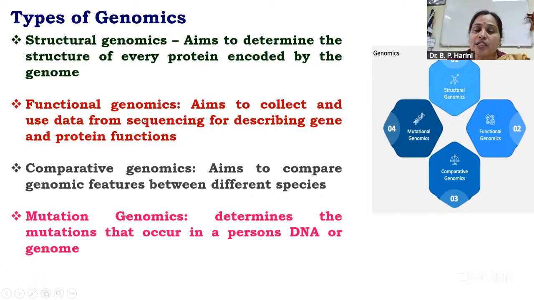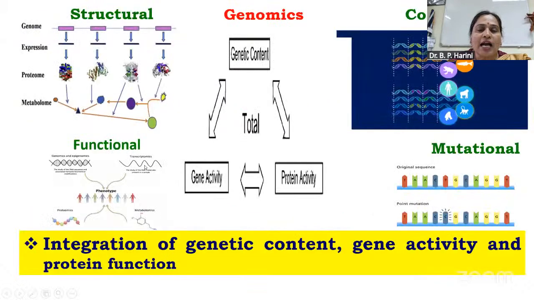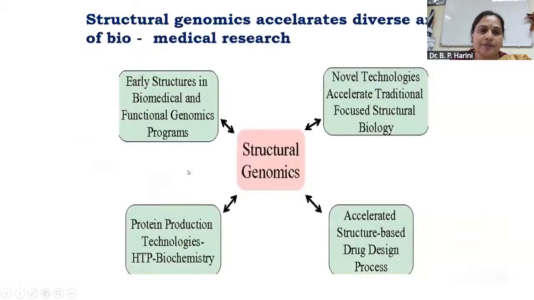Coming to functional genomics, it aims to collect and use data from sequencing for describing gene and protein functions, followed by comparative genomics, which aims to compare genomic features between two or more different species. Then mutational genomics is the one that determines the mutations that occur in a person's DNA or genome. So whether it is structural, functional, comparative, or mutational genomics, it relies upon the integration of genetic content, gene activity, and protein function. Ultimately it ends up with gene content, gene activity, and protein activity in general.